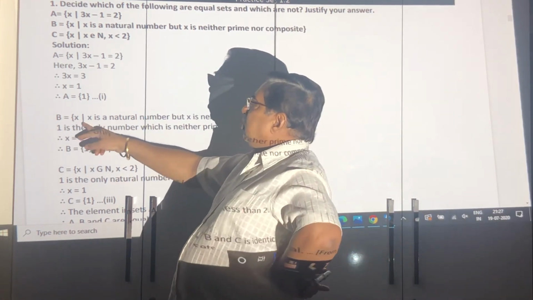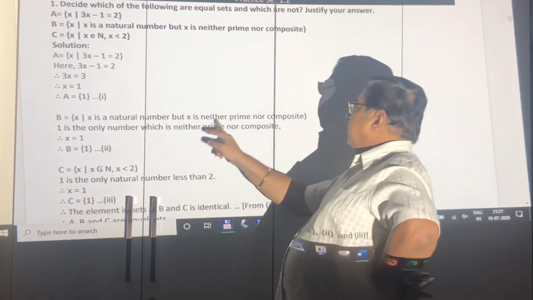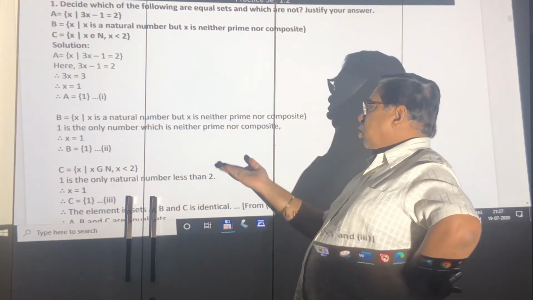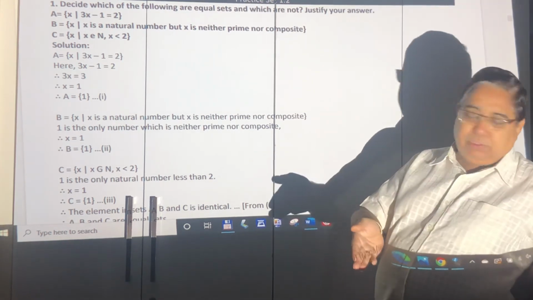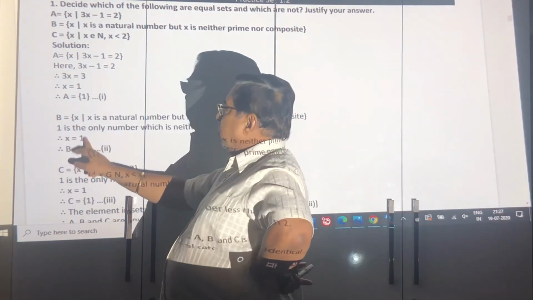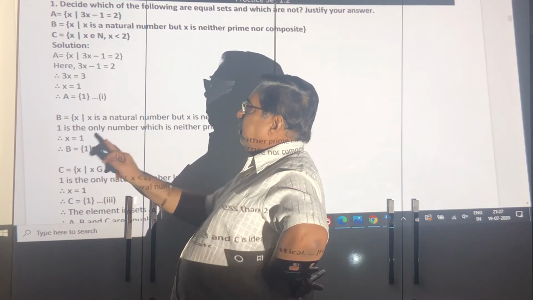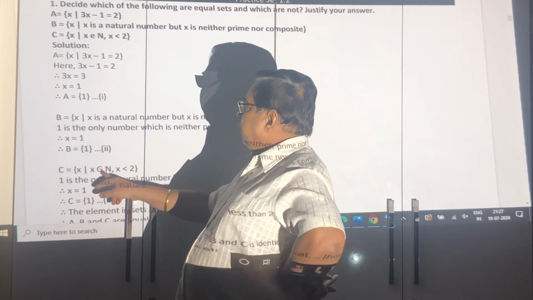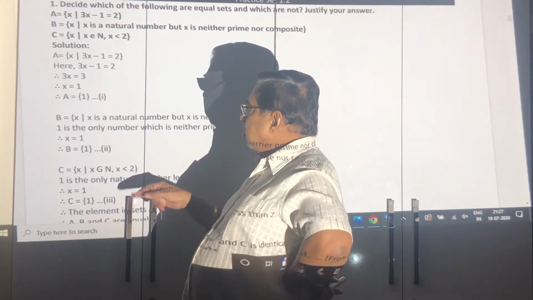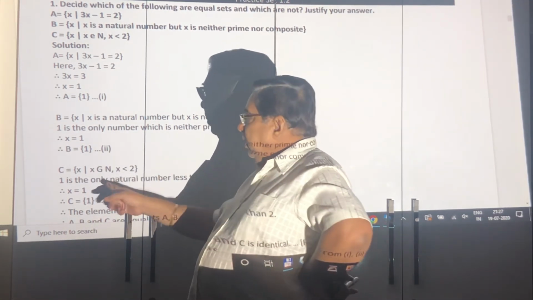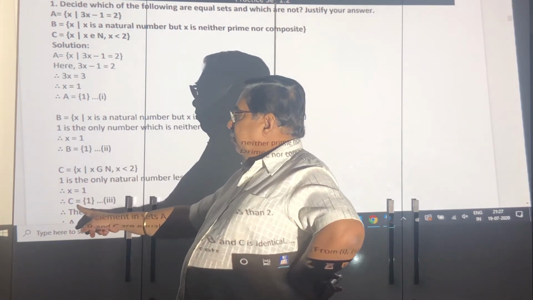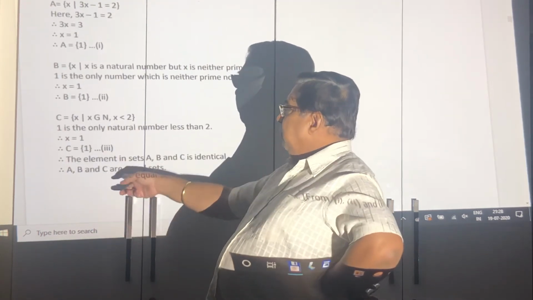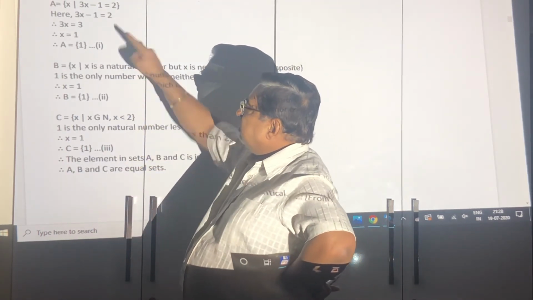B contains element x such that x is a natural number but x is neither prime nor composite. 1 is the only number which cannot be counted as a prime number or composite number. So x is 1 and B contains element 1. Singleton set. Set C: x such that x belongs to natural numbers and x is less than 2. 0 is not a natural number. The only natural number less than 2 is 1. Therefore, set C contains only 1. Singleton.